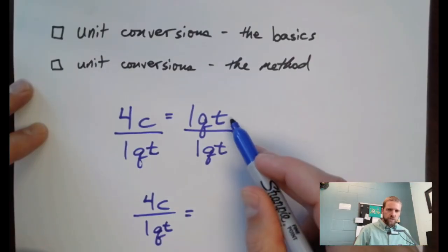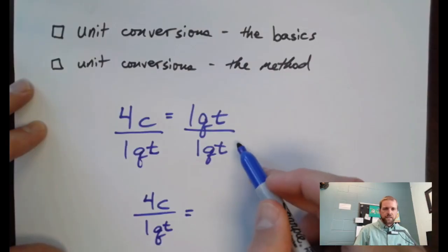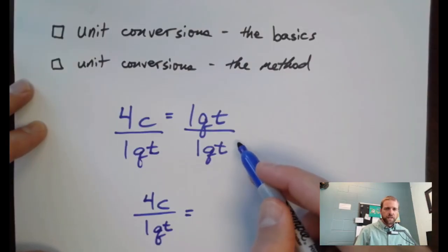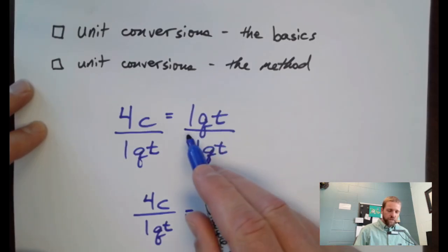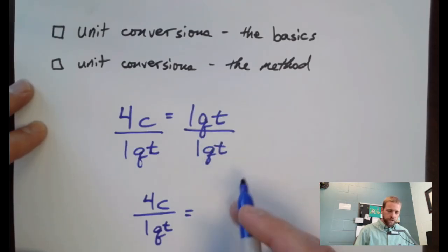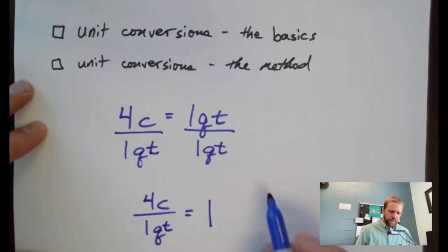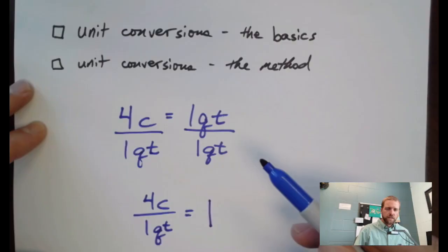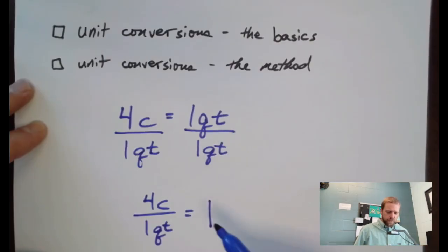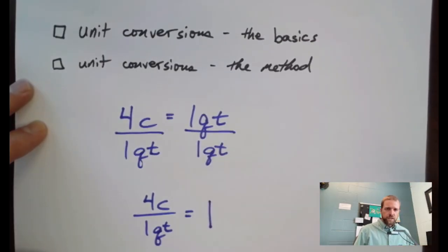Well, anytime you take something and you divide it by itself, for example, if you divide 7 divided by 7, you get 1. If you divide 100 divided by 100, you get 1. If you divide 1 quart by 1 quart, you get 1. Sometimes we call this the cancellation of a unit, so this unit cancels. And what you're left with is the number 1.